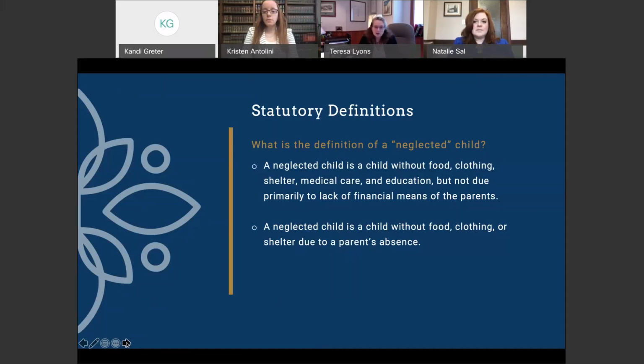If it's just a financial issue, the obvious way to cure the problem is to just do a referral for resources. A neglected child can also be a child who's without those necessary things because of the parent's absence. And that may be voluntary absence, or it may be involuntary, such as incarceration, or perhaps a parent has gotten extremely ill. That happens every once in a blue moon. So that's the definition of a neglected child.